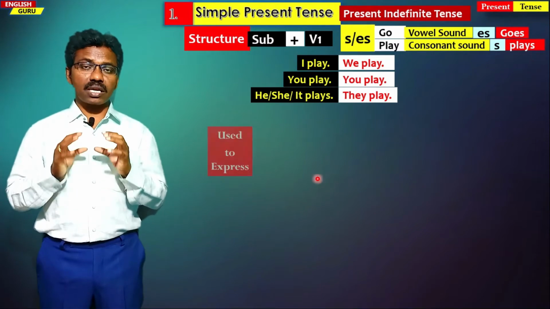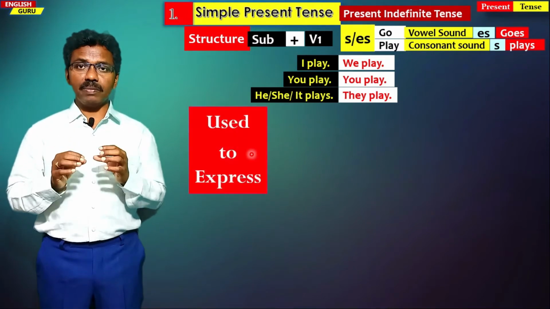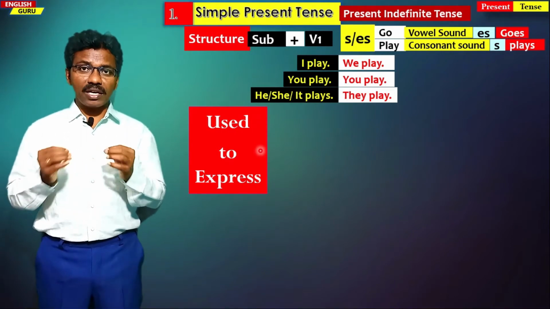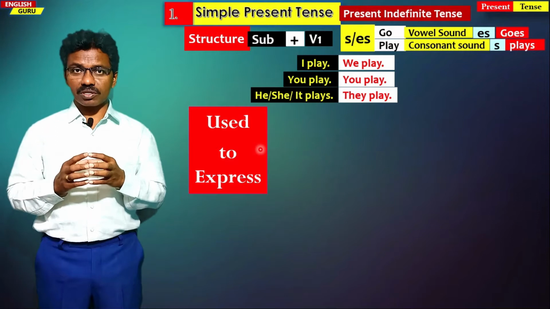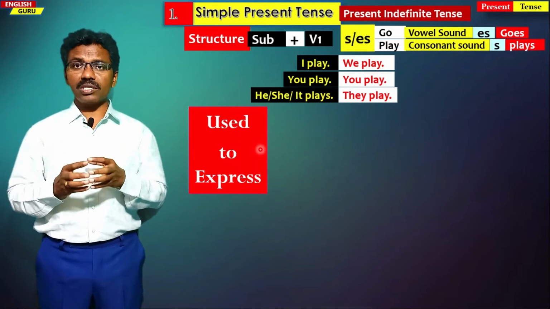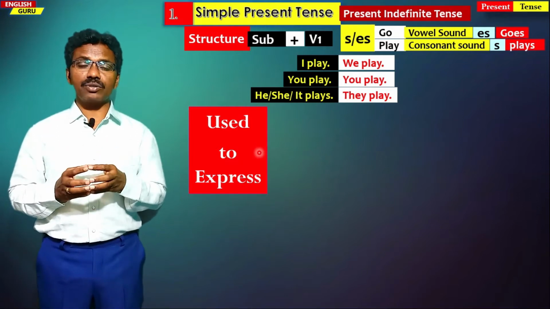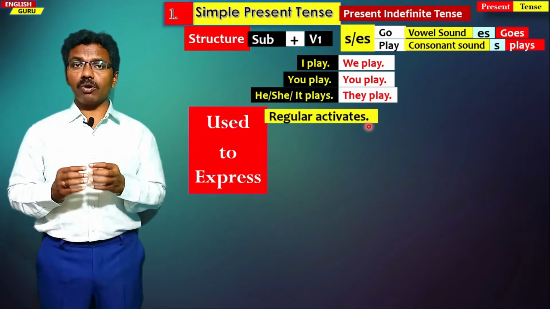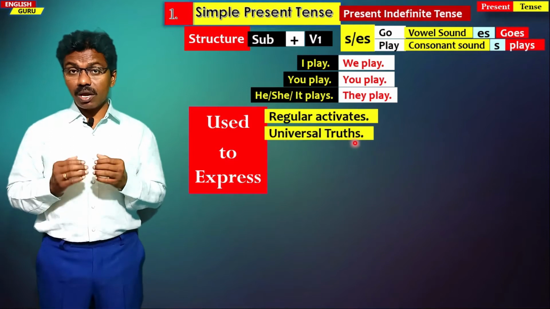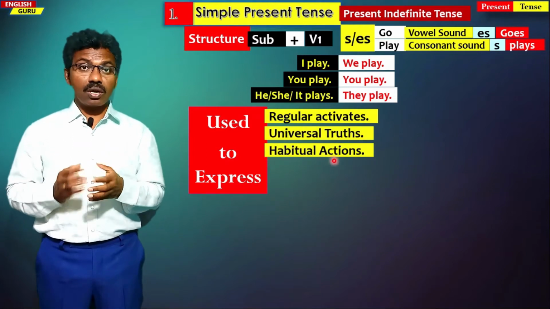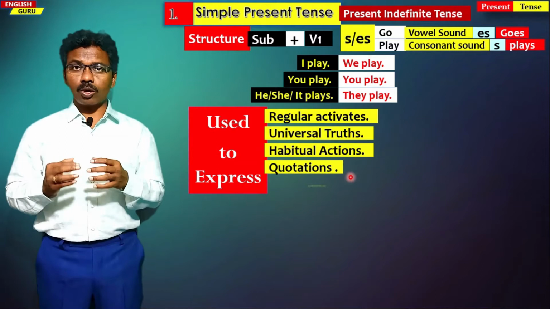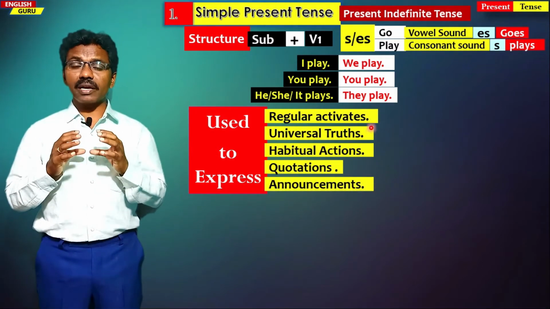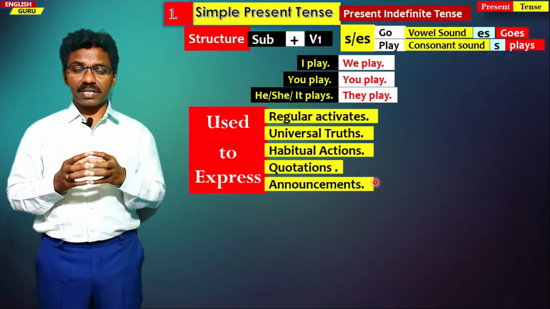And when a simple present tense is used, simple present tense is used widely in our day-to-day conversations. There are many more usages. Let's try to take some of them and try to understand. There we use simple present tense to talk about regular activities and universal truths, habitual actions, quotations, announcements. So these are all the basic areas where we use simple present tense.